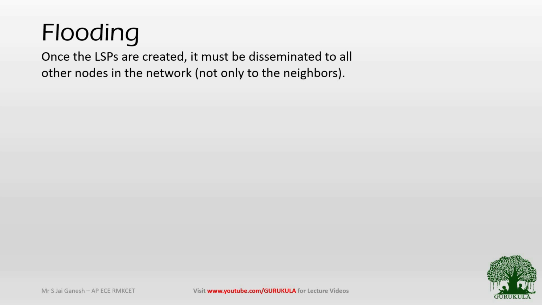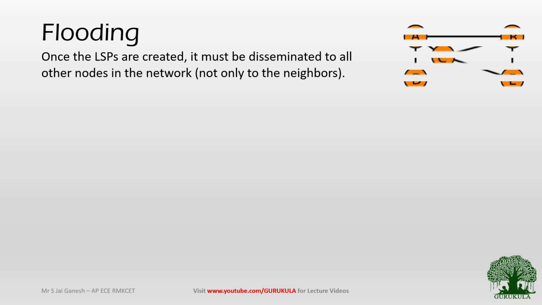Once the LSPs are created, they must be disseminated to all other nodes in the network. Keep in mind, it should not be disseminated only to the neighbors, because each and every node in the network should know about the complete topology of the network. So in order to do this, we need to send the LSPs to every node in the network. So how can it be done? This can be achieved by a process called flooding.